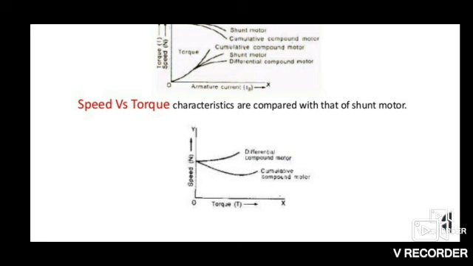In the diagram, first one is differential common motor and second one is cumulative common motor. The speed is higher for the differential common motor since the series field opposes the shunt field. But in the cumulative common motor, series field aids the shunt field. Therefore, the speed decreases.